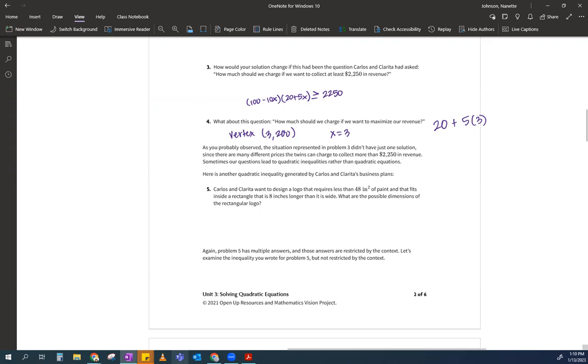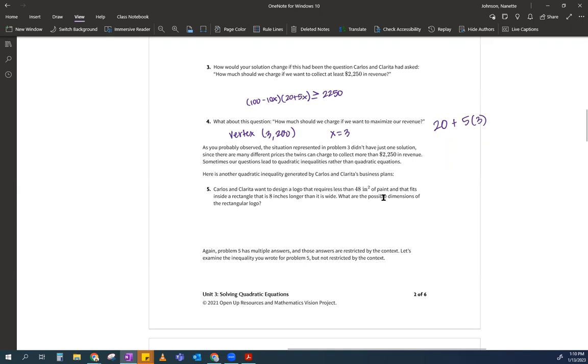So some of you are like, wait, that's a lot of words, Miss Johnson. Like, what the heck are you talking about? Right. So let's take this a little bit at a time so that we can make sense. So Carlos and Clarita are going to design a logo that requires less than 48 inches squared of paint.